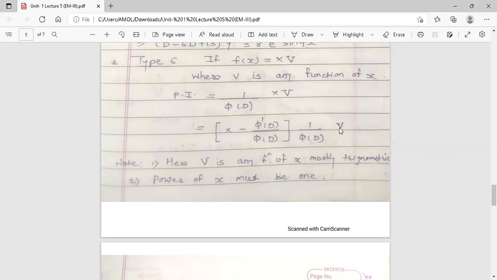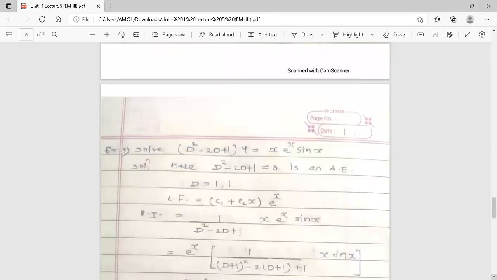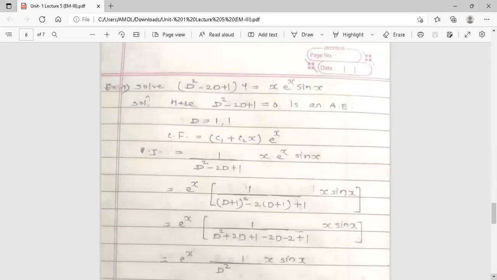Now there is a note. The first point is that here v is any function of x, mostly it is a trigonometric function, and second is that the power of x must be 1 here, and then we can use this case 6, x into v. This is the formula of case 6 and the two remarks. Now the example of case 6 is here.